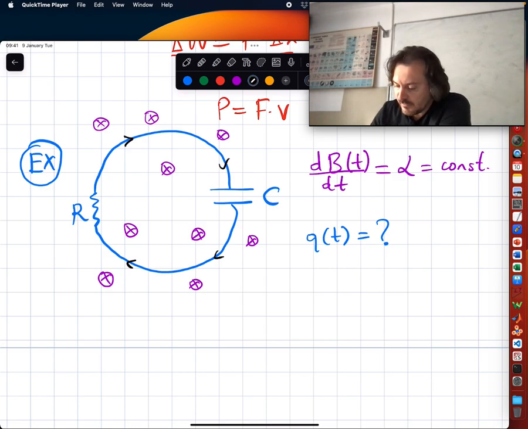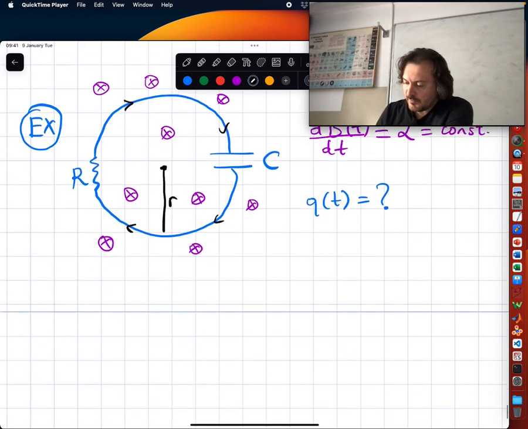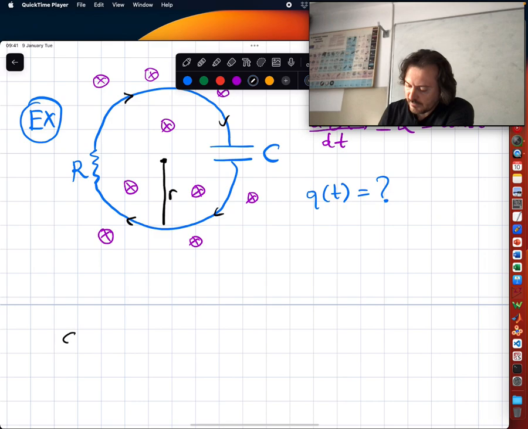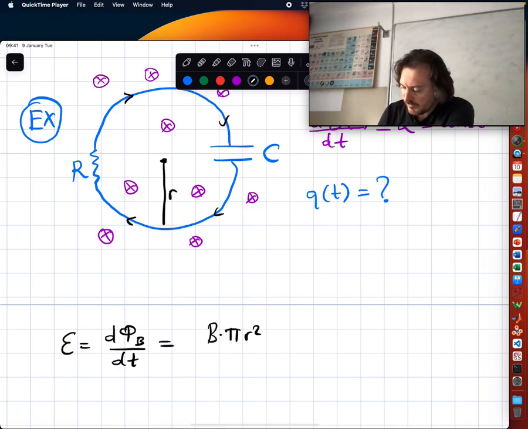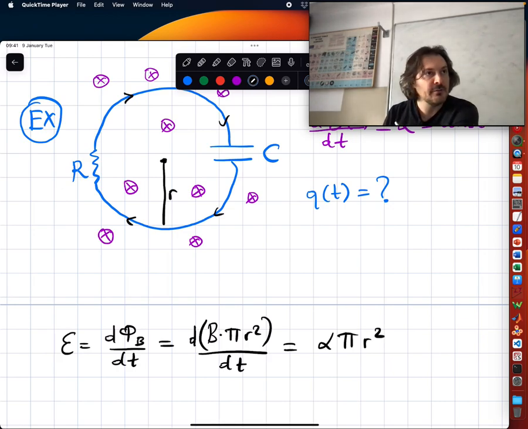So there will be a generated EMF that will point in this direction. I have to give you also the radius of this. Let's say the radius is r. So the induced EMF is going to be d phi B over dt, which is B times pi r squared. It will be alpha pi r squared. That's the EMF, right? The rest is the usual RC circuit.